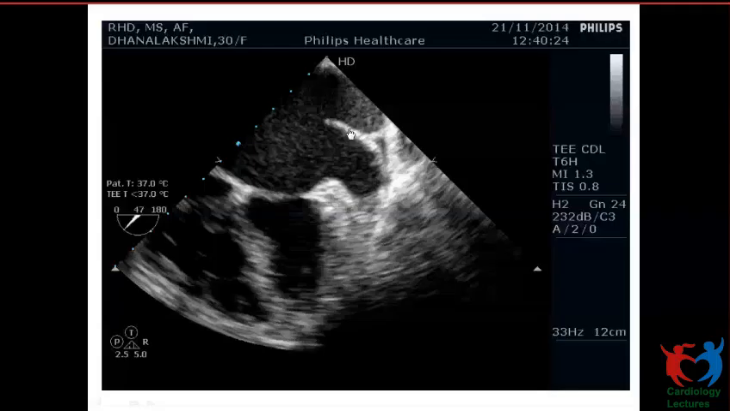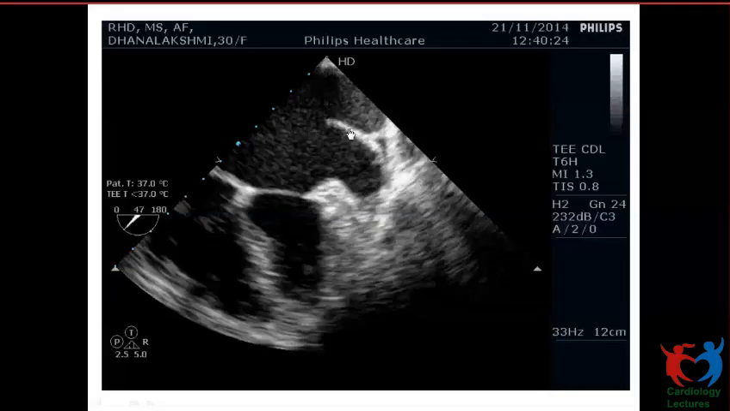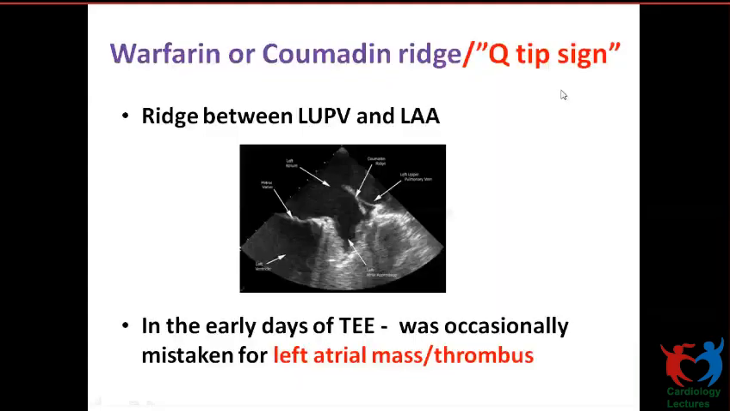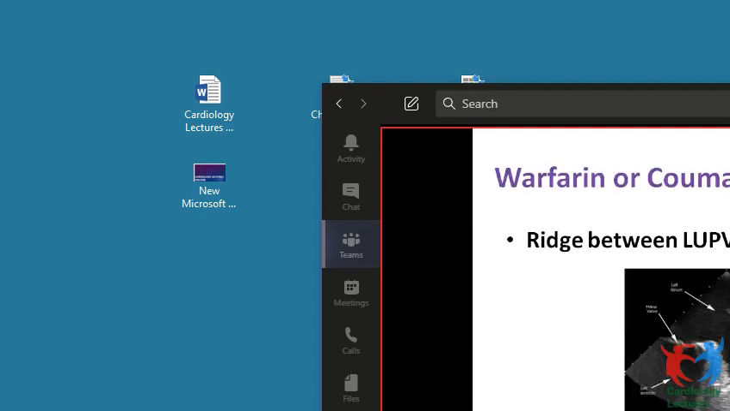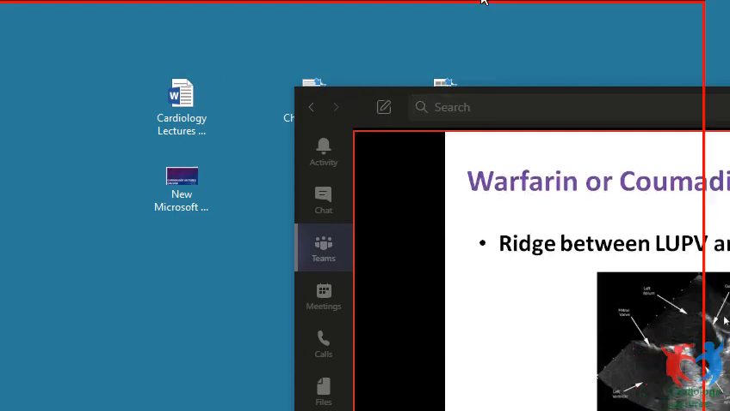In between is this: Coumadin ridge. Coumadin ridge, or what are the other names? Warfarin ridge. Or anything else? Q-tip sign. So this is the ridge between the left atrial appendage and the left upper pulmonary vein.